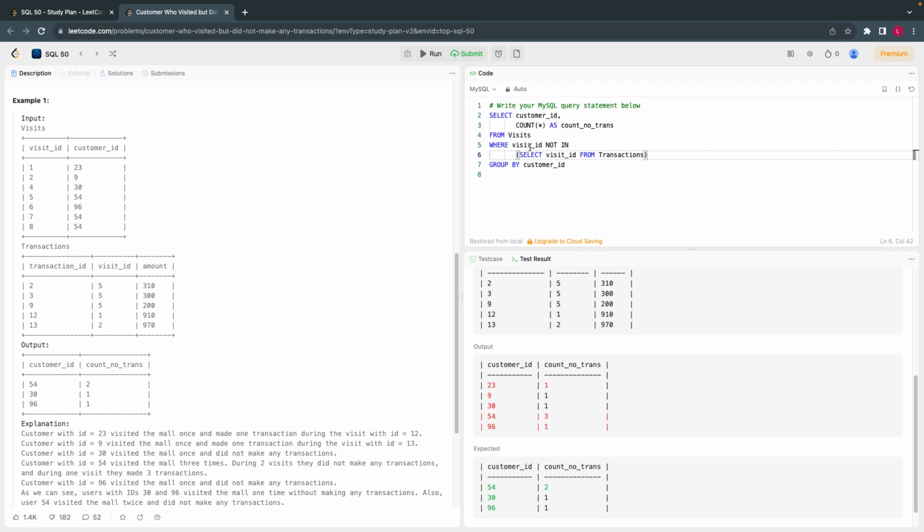So basically, what this gives me is all the visit IDs from the transaction table. But what I want is the visit IDs which are not here, not in. All the visit IDs or the customer IDs which are here but not here. So that's what, it's very simple. So let's run it.